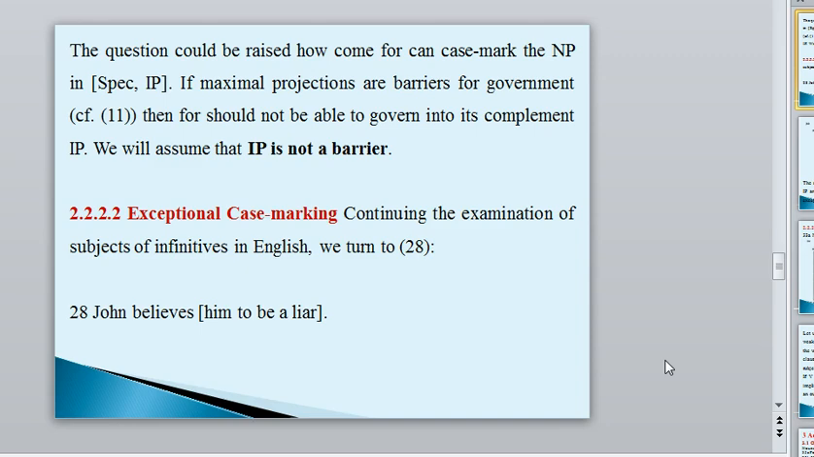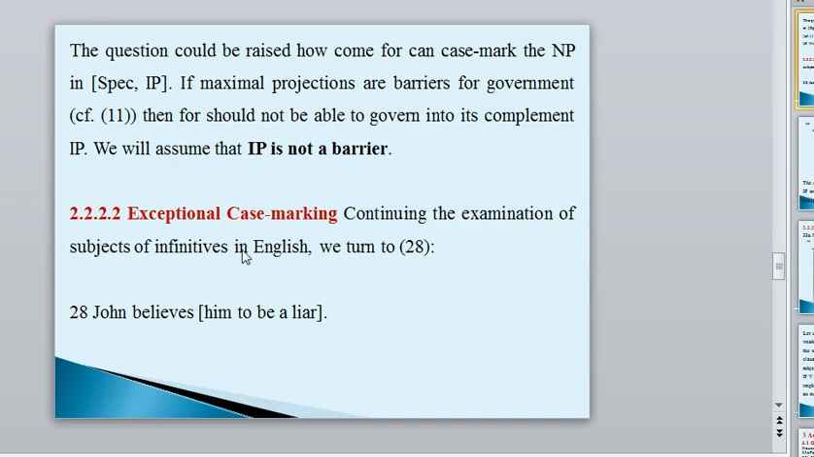Again, we have another kind of case which we call the genitive case in English, but the nominative case and the accusative case are more important. And then we talked about the inherent case and structural case and the differences between them. And this is the definition of the case system, which I talked about in the previous session. So again, in this session we continue this topic, the case system.